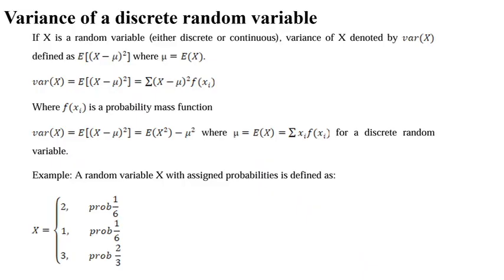Then variance of a discrete random variable. Variance of a discrete random variable. If x is a random variable, either discrete or continuous, the variance of x is denoted by VAR of x. We said we have two types of random variable, discrete or continuous. The variance of x, for either, is denoted by VAR of x.